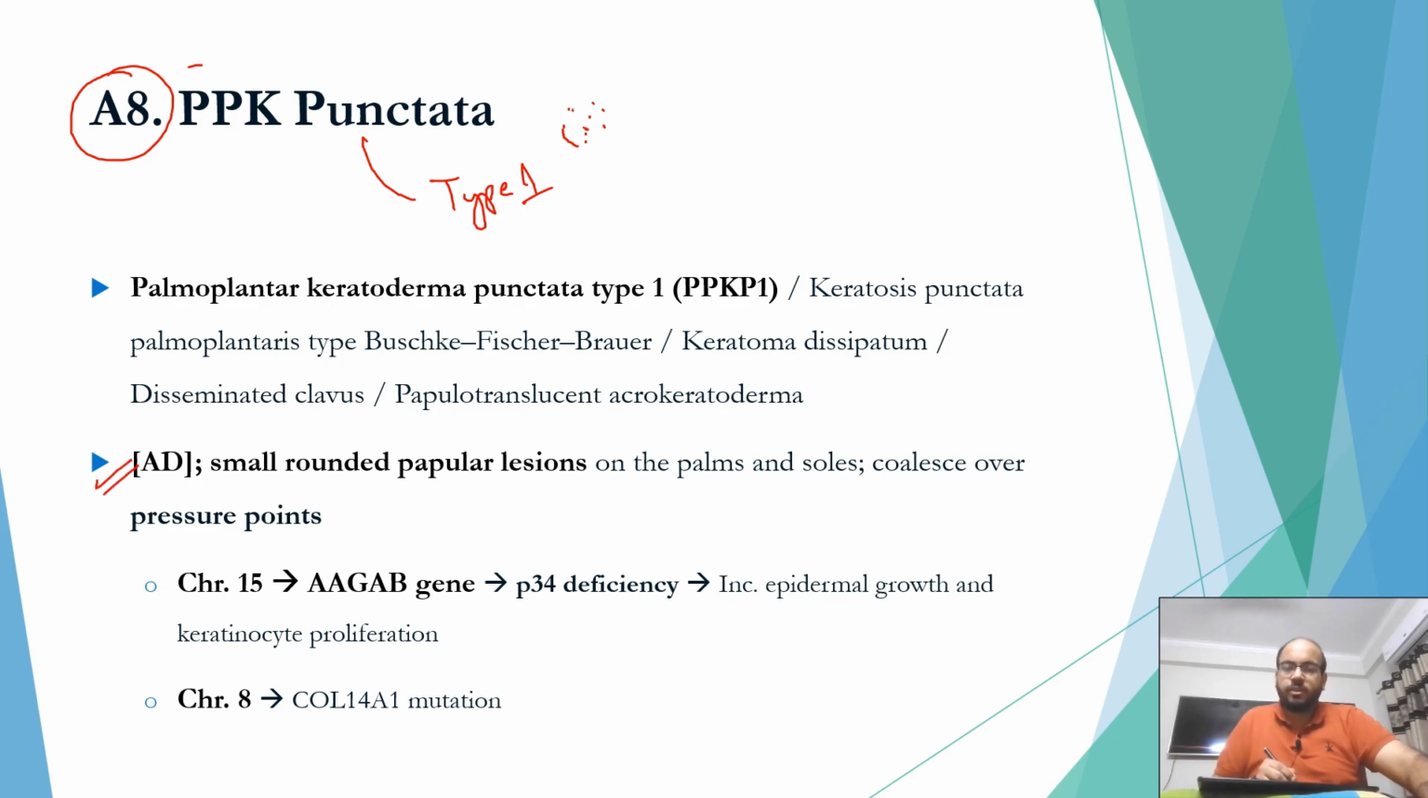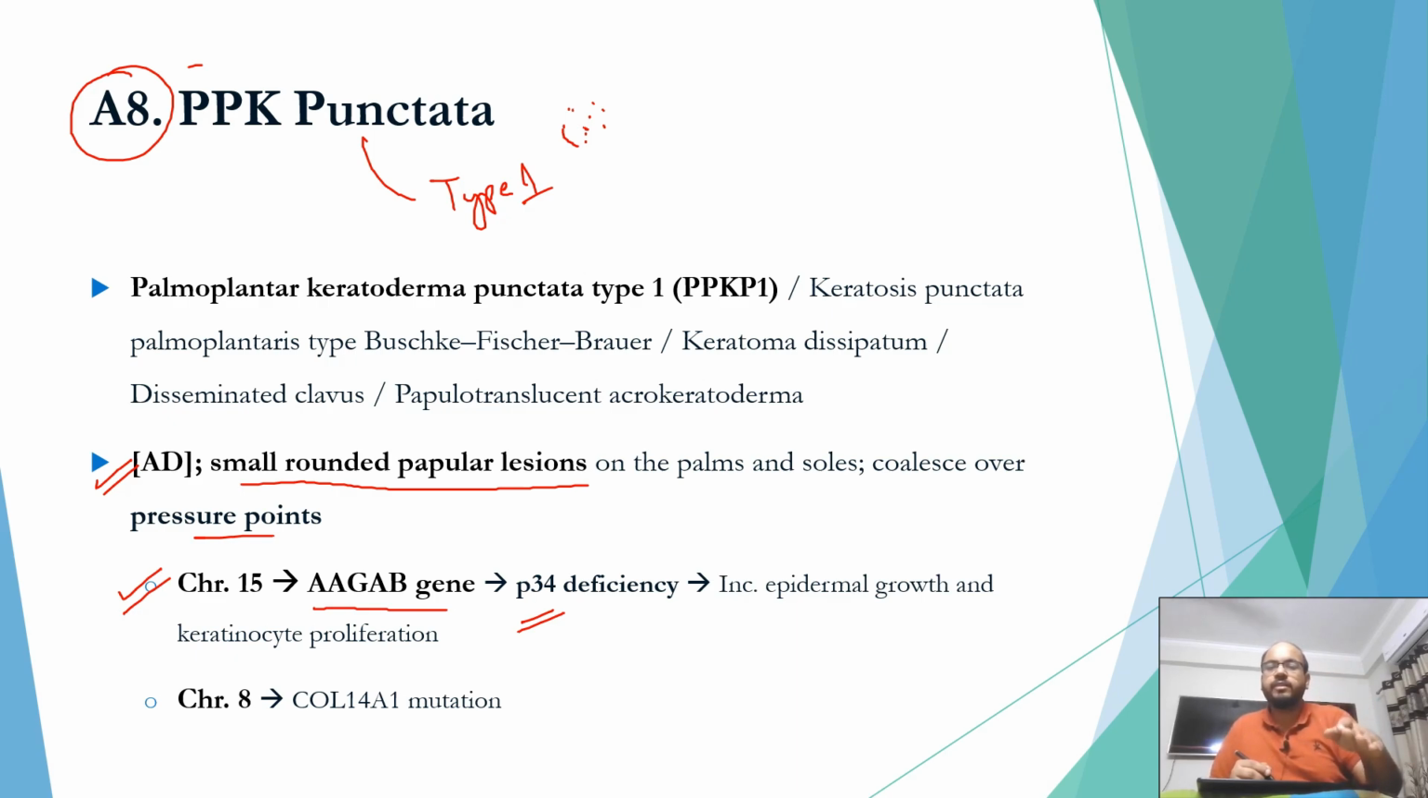It's an autosomal dominant disorder in which you have small rounded papular lesions on palms and soles, and especially over the pressure points. Two chromosomes have been identified in which you have mutations. In chromosome 15, you have mutation in the AAGAB gene. And this gene is responsible for P34 protein. So when this gene is mutated, P34 is decreased.